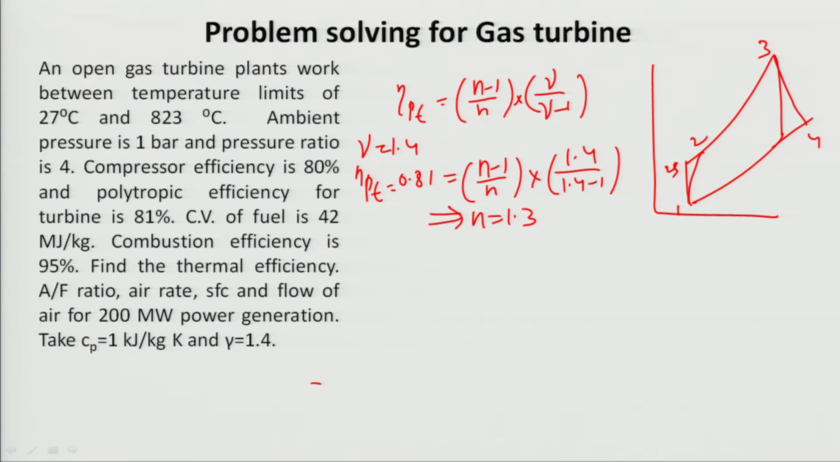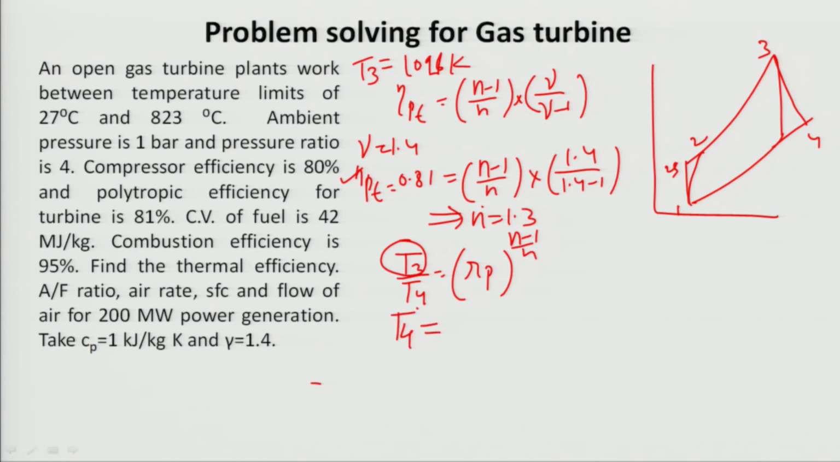Once the value of n is known to you, now you can find out the value of T4. T4 you can find out in this manner: T3 upon T4 is equal to the pressure ratio raised to the power n minus 1 upon n. Now, the value of n is known to you, and T3 is given to you, that is the maximum temperature, 823, meaning 1096 Kelvin. By putting this value here we can find out the value of T4, and T4 comes out as 796 Kelvin.